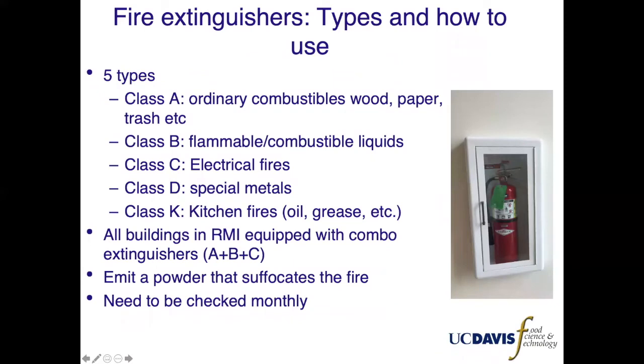So now we'll talk about fire extinguishers. There are 5 different types of fire extinguishers. Class A, which is for ordinary combustibles such as wood, paper, and trash. Class B, which are for flammable or combustible liquids. Class C, which are for electrical fires. Class D for special metals, and Class K for kitchen fires. All buildings in the RMI complex are equipped with combo fire extinguishers that are a combination of A, B, and C. These emit a powder that suffocates the fire and need to be checked monthly to ensure effectiveness.